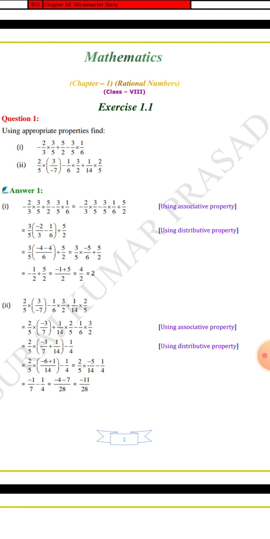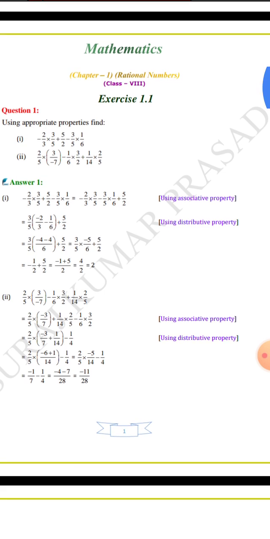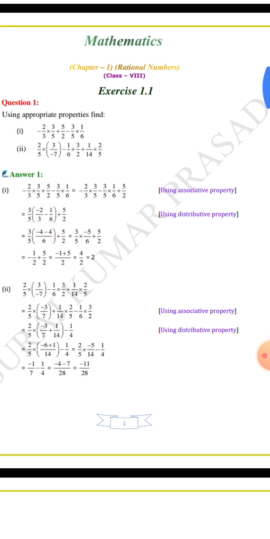Let's solve this. 3/5 of (-4/6) + 5/2 equals -3/5 × -5/6 + 5/2. Next, -1/2 + 5/2. Then we can also write this as (-1 + 5)/2 because the denominators are equal. We have taken the LCM of the given numbers. Then we can write 4/2. If we cancel 4/2, we get the answer 2.